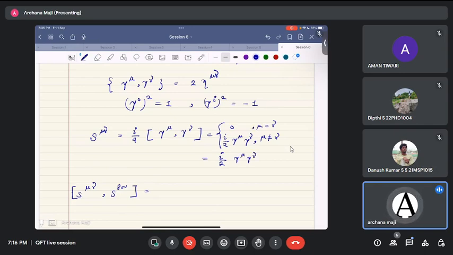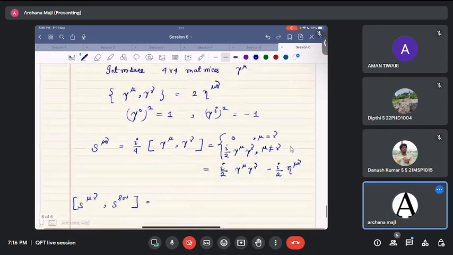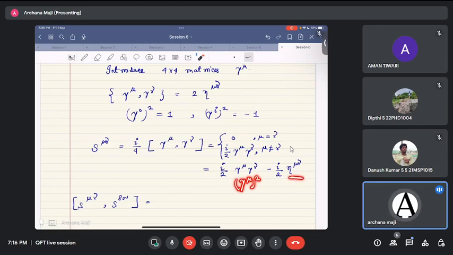We can write this down as minus i over 2 gamma mu gamma nu. Let me see if I've written it correctly. When mu equals nu, this will become gamma mu squared, and this will become 1 when mu and nu equal 0, and that gets cancelled. It will become minus 1 when mu and nu are both i, and that will again get cancelled with this. I think it's correct.